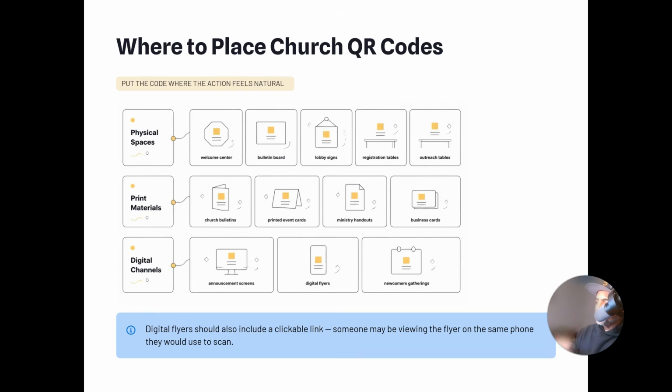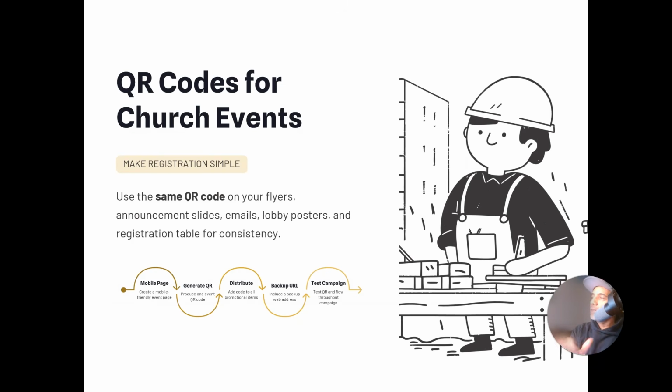Digital flyers should also include a clickable link. Someone may be viewing the flyer on the same phone they would use to scan. QR codes for church events. You can make registration simple. Use the same QR code on your flyers, announcement slides, emails, lobby posters, and registration table for consistency. So you can have people register for your church events.